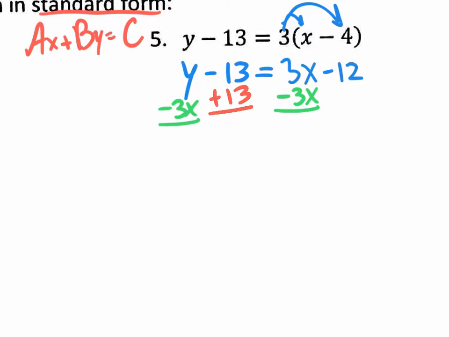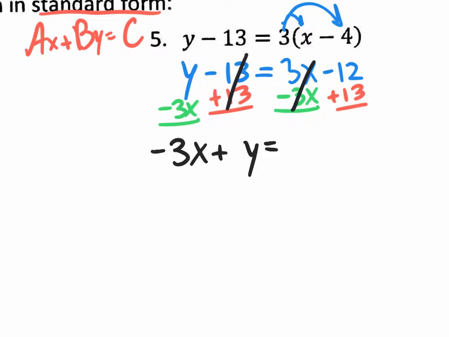So right here, I'm doing 2 steps in one, just for the sake of time. So the minus 13 and the positive 13, that really did cancel out. On the right side, the 3x and the minus 3x, it really did cancel out. So what do I have left? Well, on the left side, I have y take away 3x, which I cannot do. I'm just going to rewrite it. So let me rewrite it with the negative 3x first, since you want your ax before your by. So negative 3x plus y equals, and negative 12 plus 13, that is a positive 1.